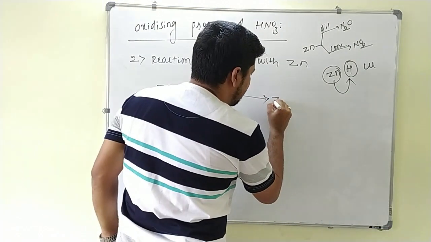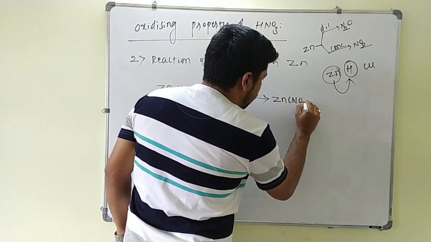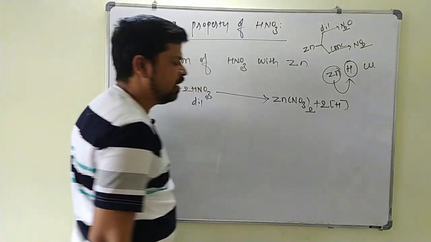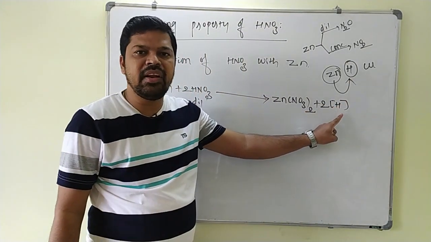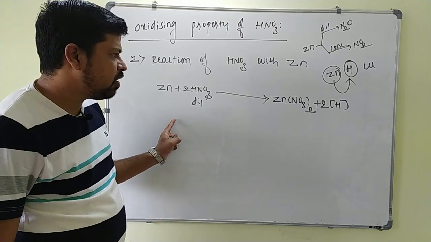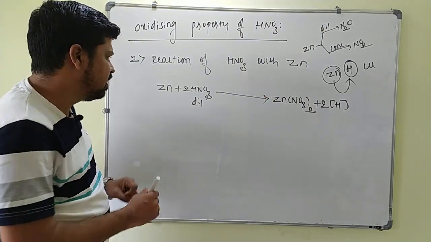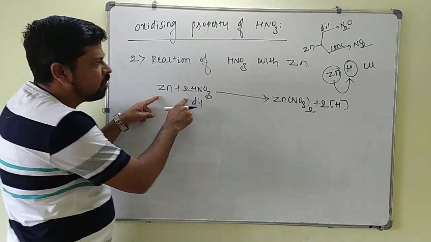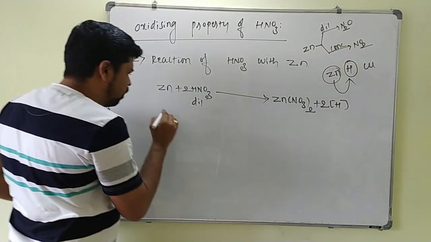So here what happens? Again, you form zinc nitrate plus 2 nascent hydrogens are obtained here. These nascent hydrogens will reduce nitric acid to the different nitrogen oxides here. Then already we know that this zinc on treating with dilute HNO3 gives what? N2O gas.